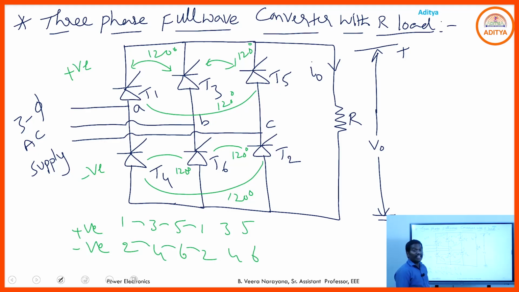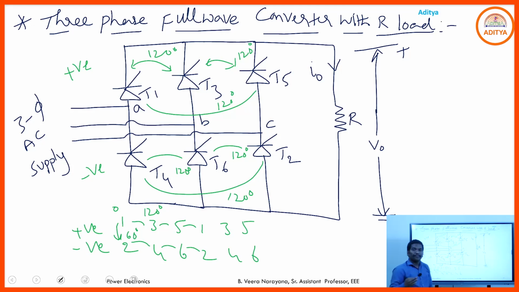And the phase difference between a positive group SCR and the negative group SCR is 60 degrees. That means if T1 is on at 0, T2 is on at 60. Again T3 is on at plus 60, that is 120. We will go with either this combination or this combination.